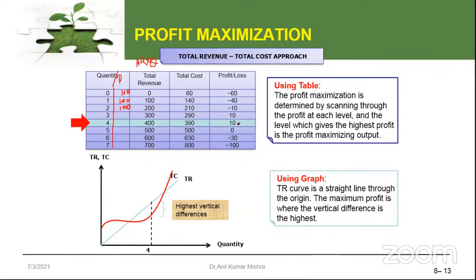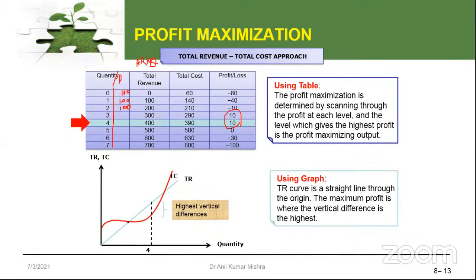Obviously, that is where the difference between TR and TC is maximum, here 10. That means the difference between 300 and 290, 400 and 390, that way we calculate the differences between your total revenue and total cost, right? But here, TR minus TC, TR is 3 times 300, this is again positive, this is also positive. Therefore, this is the situation.